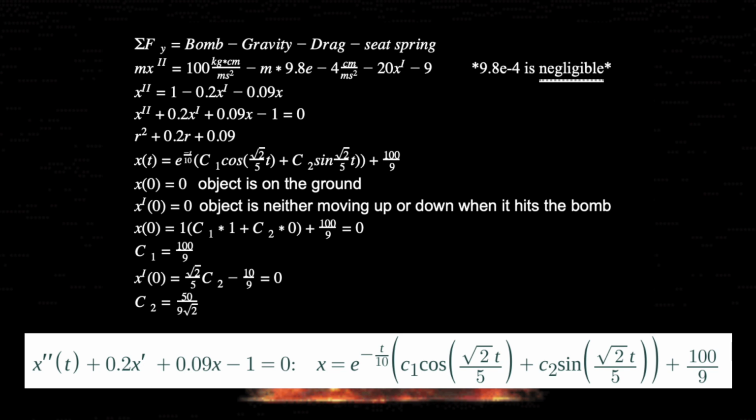We also solve for our unknown constants using our initial conditions. Since the vehicle is on the ground at the moment of the blast, x of 0 is 0. It also doesn't have any vertical velocity, so x prime of 0 is also 0. With that out of the way, we were able to get the equation you see at the bottom.